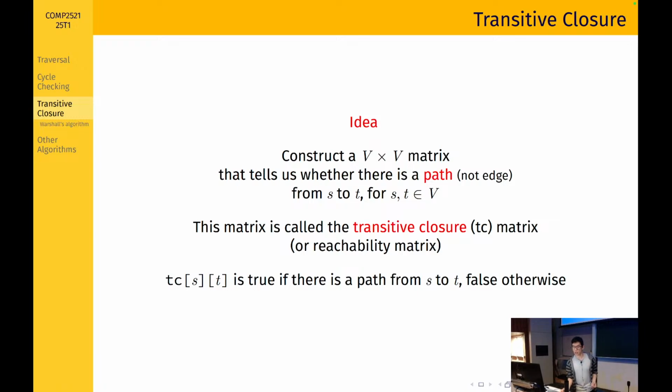Okay, and this matrix is called the transitive closure matrix. In this matrix, it's just going to be filled with true and false, my matrix of Booleans, and each cell is going to be true if there is a path from S to T. So TC[S][T].